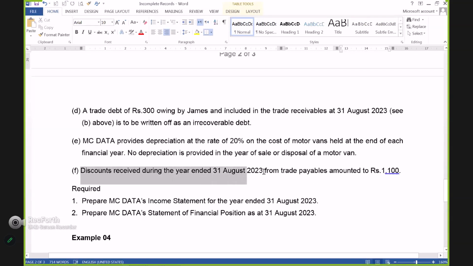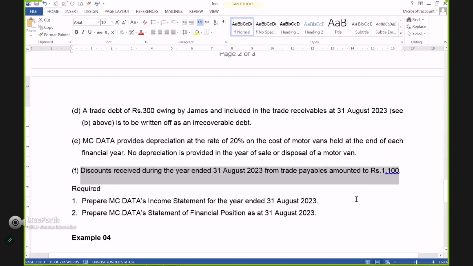Discount received during the year from trade payables is 1,100. What is the journal entry for discount received? Discount received is an income.